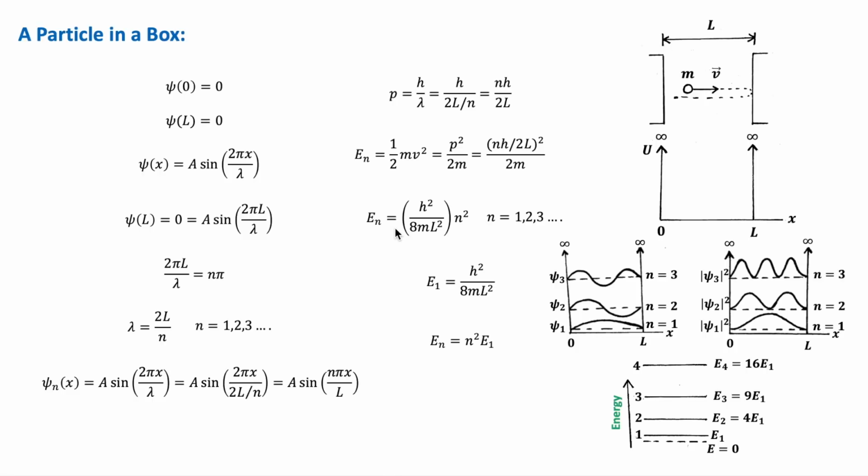So En is equal to h squared over 8mL squared times n squared. And the figure here shows the energy level diagram for a particle confined to a one-dimensional box of length L, right? And as you can see, the energy of the particle is quantized. So the particle cannot have any energy as classical physics predicts, but only certain energies are allowed.